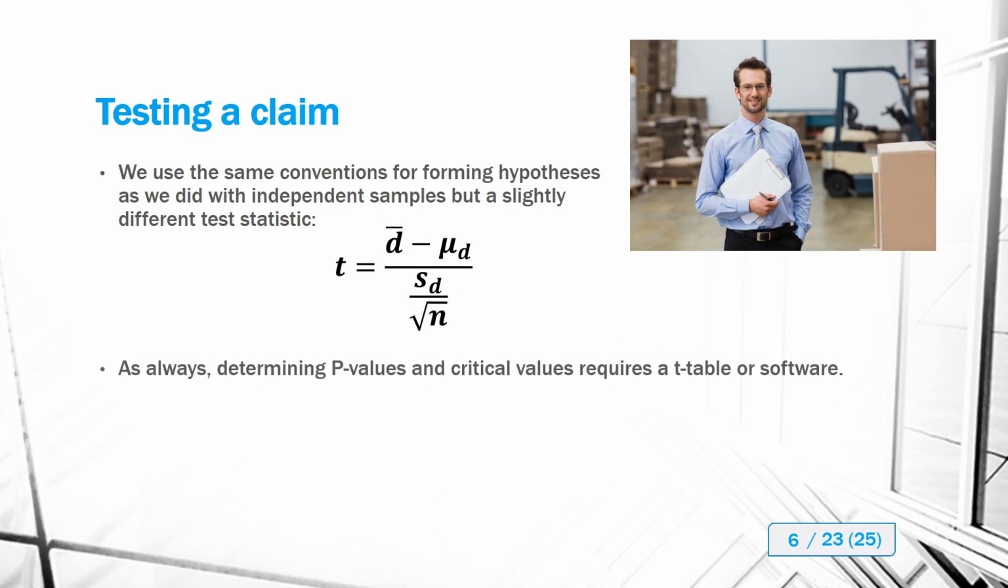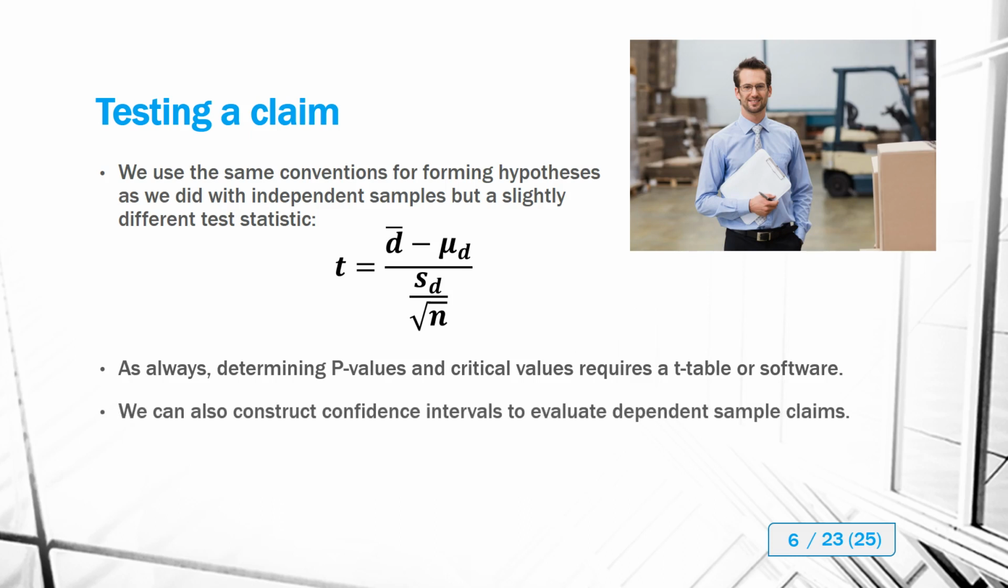As always, you can use p-values and critical values with a t-table, or you can use software to evaluate your hypothesis test. You can also construct confidence intervals to evaluate dependent sample claims. Here's our general form for our confidence interval: d bar minus e, d bar plus e, for our lower and upper limits respectively, and it's all centered around mu sub d. Of course, e is the margin of error, defined by this equation here. We get our critical t-score and multiply it by S sub d over the square root of n. This gives us our margin of error.